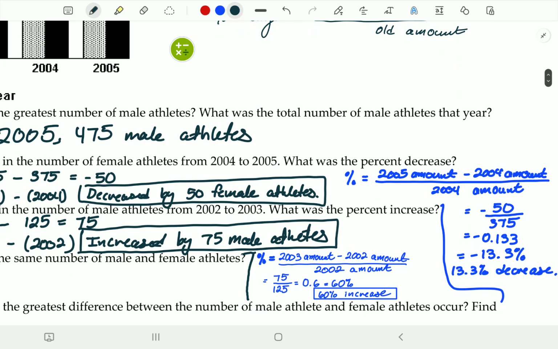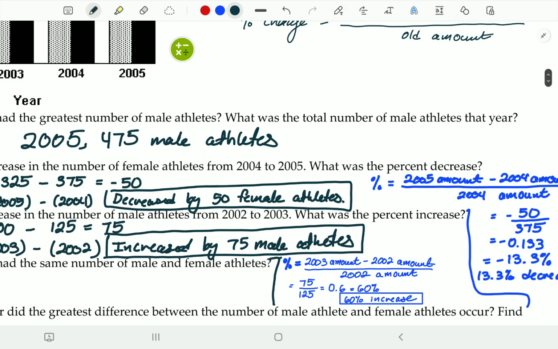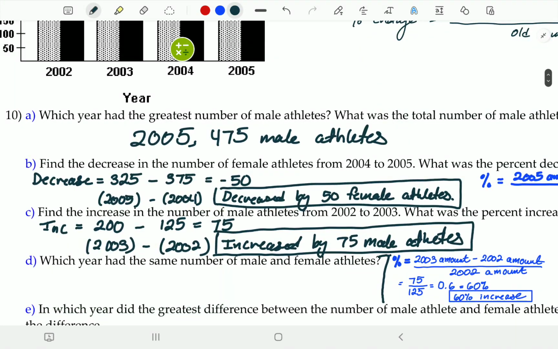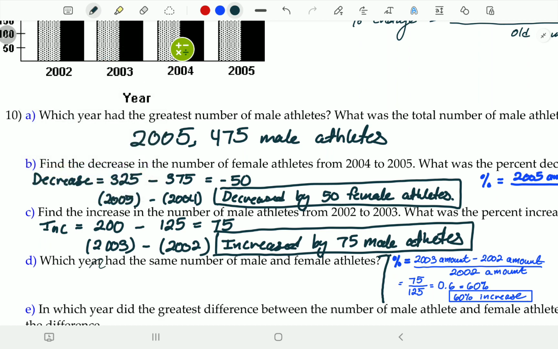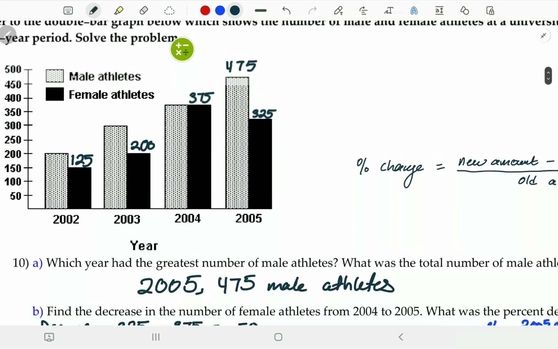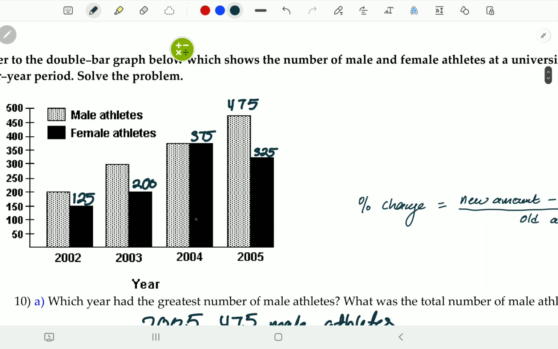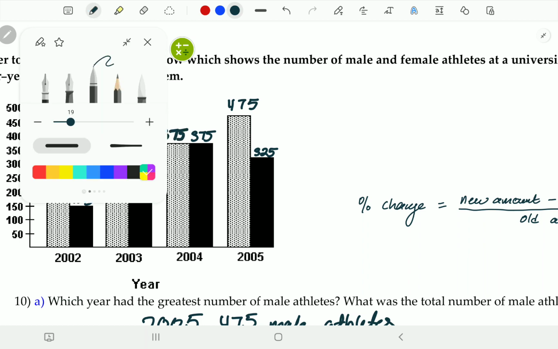All right. Let's answer part D. Which year had the same number of male and female athletes? That answer is pretty simple. That answer is going to be 2004. And we know it's 2004 because in 2004, both male and female athletes are at 375. Let's make this a little bit less thick.